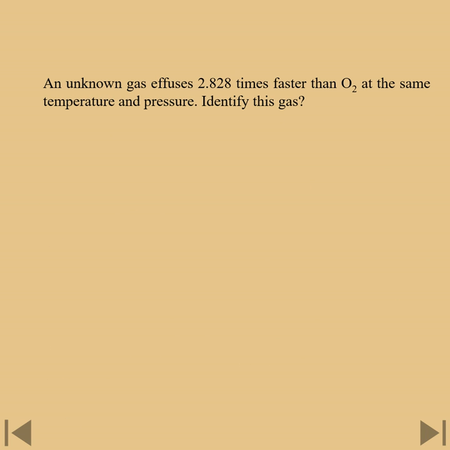Okay, an unknown gas diffuses 2.828 times faster than oxygen at the same temperature and pressure. Identify this gas. Well, our primary equation is the square root of the molar mass of our unknown over the molar mass of O2 is equal to the rate of the O2 over the rate of the unknown. And now, where does that 2.828 go? Well, this gas diffuses faster than the oxygen, so that's going to go with the rate of the unknown.